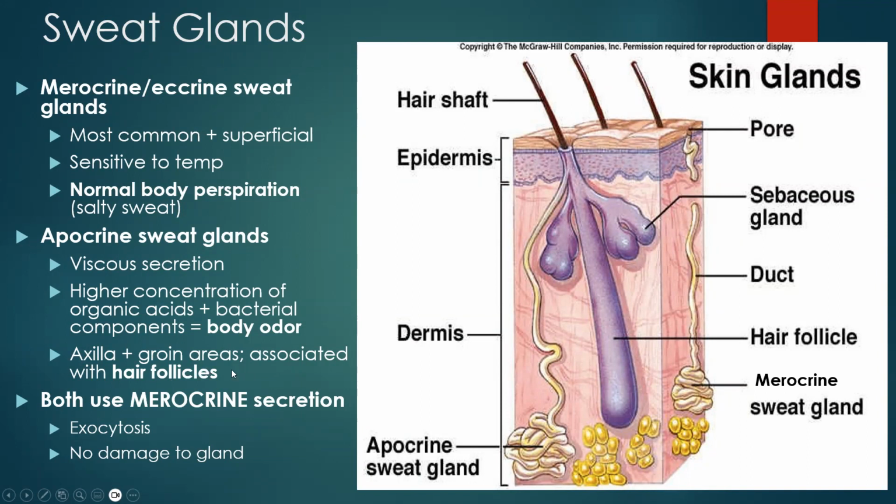Remember that association. What's confusing is they both use merocrine secretion. This is a type of secretion, it's exocytosis, so things are being pushed out of cells through ducts to some sort of external landing place. In this case, with merocrine secretion, the gland is preserved. So there's some types where the gland is completely destroyed. We are just talking about merocrine secretion where the gland remains intact.